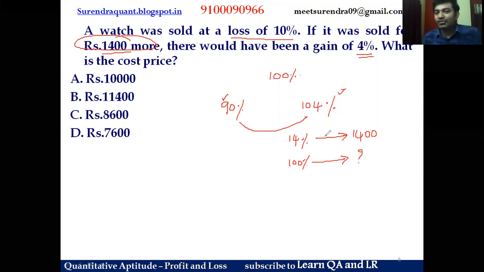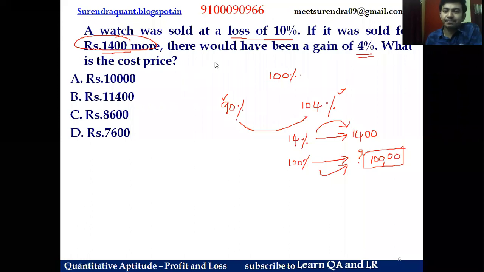Now 100% value is what? So this should be 100 times. So the cost price of the watch is 10,000 rupees. Right? So option A.